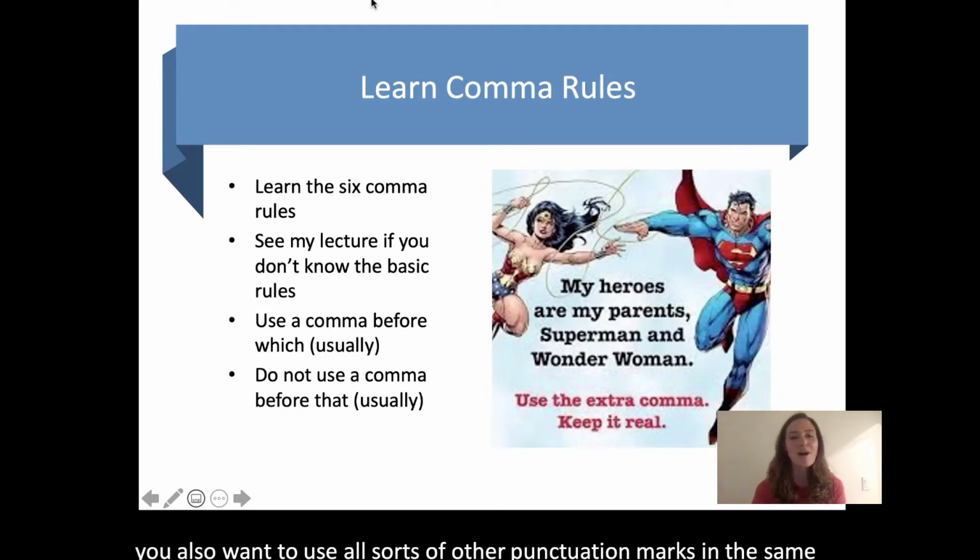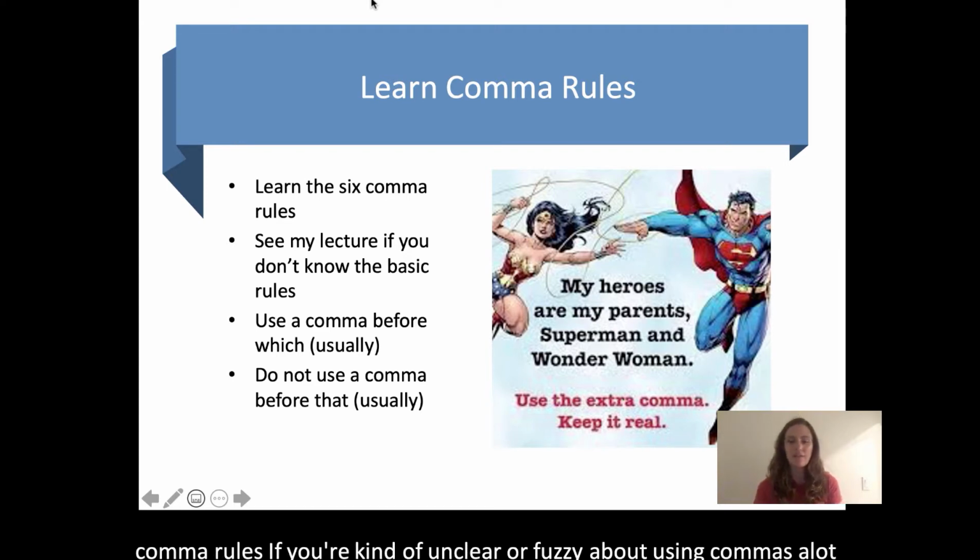Also, learn comma rules. So go back and look at my lecture about the 6 comma rules if you're kind of unclear or fuzzy about using commas. A lot of people just sprinkle commas throughout their essay whenever they feel that there needs to be a pause. That is not when and why you want to use a comma. Most of the time, there's actually a hard and fast rule for whether or not to use a comma. There are 6 basic comma rules.